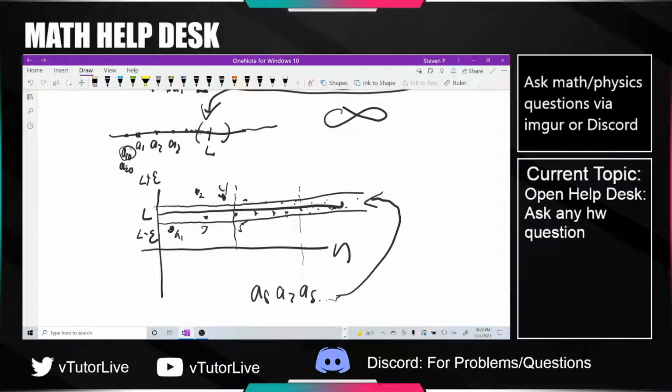So this is a notion that your capital N could depend on your epsilon. You're given an epsilon first, and then you're asked, does a capital N exist such that everything afterwards is within the boundaries? That's basically the idea of an epsilon limit.